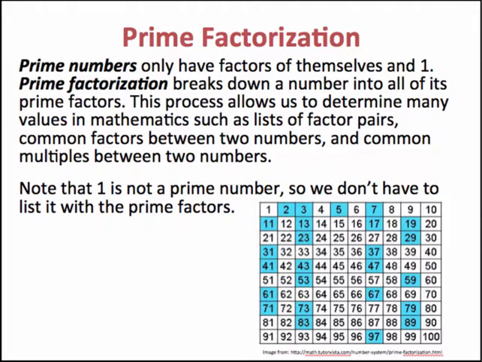We will use these numbers in the divisibility rules we've learned in a previous video to go through the process of prime factorization. Prime factorization breaks down larger numbers into smaller groups of prime factors. This process will allow us to determine lists of common factors, factor pairs, and common multiples, amongst other things in algebra and arithmetic. Please note before we go forward, the number 1 is not a prime number. It's not considered a prime number because it only has one factor, itself.